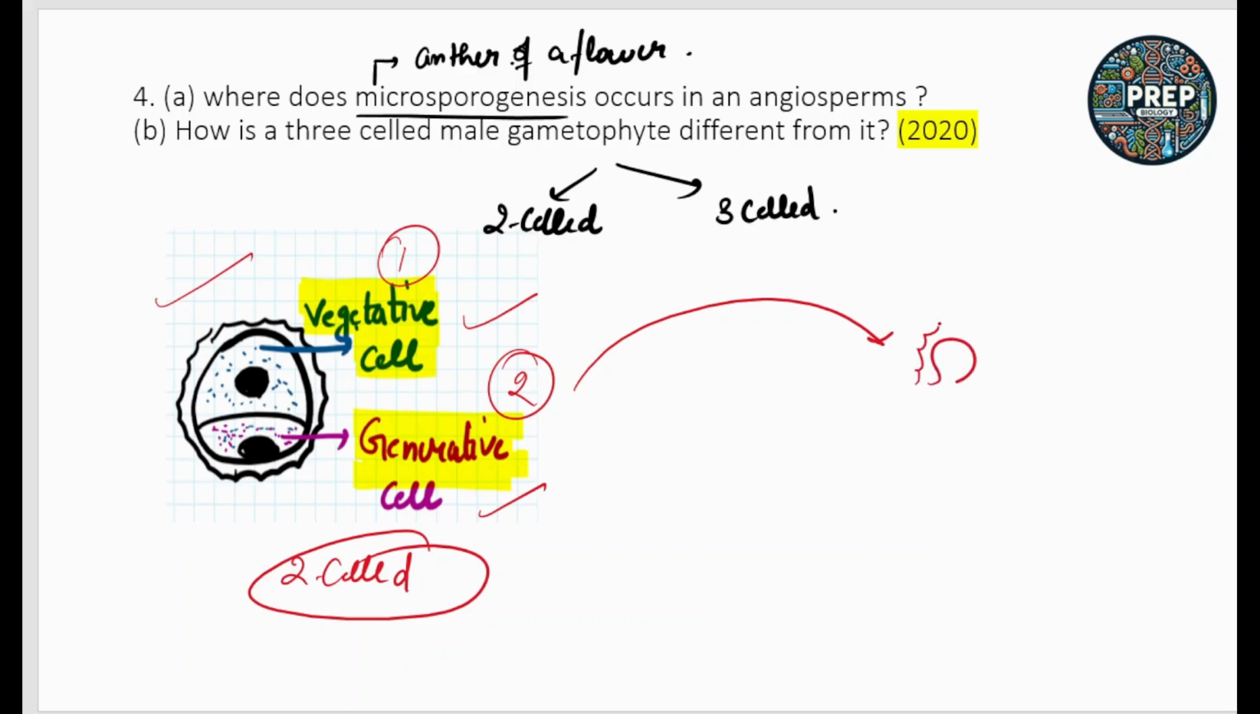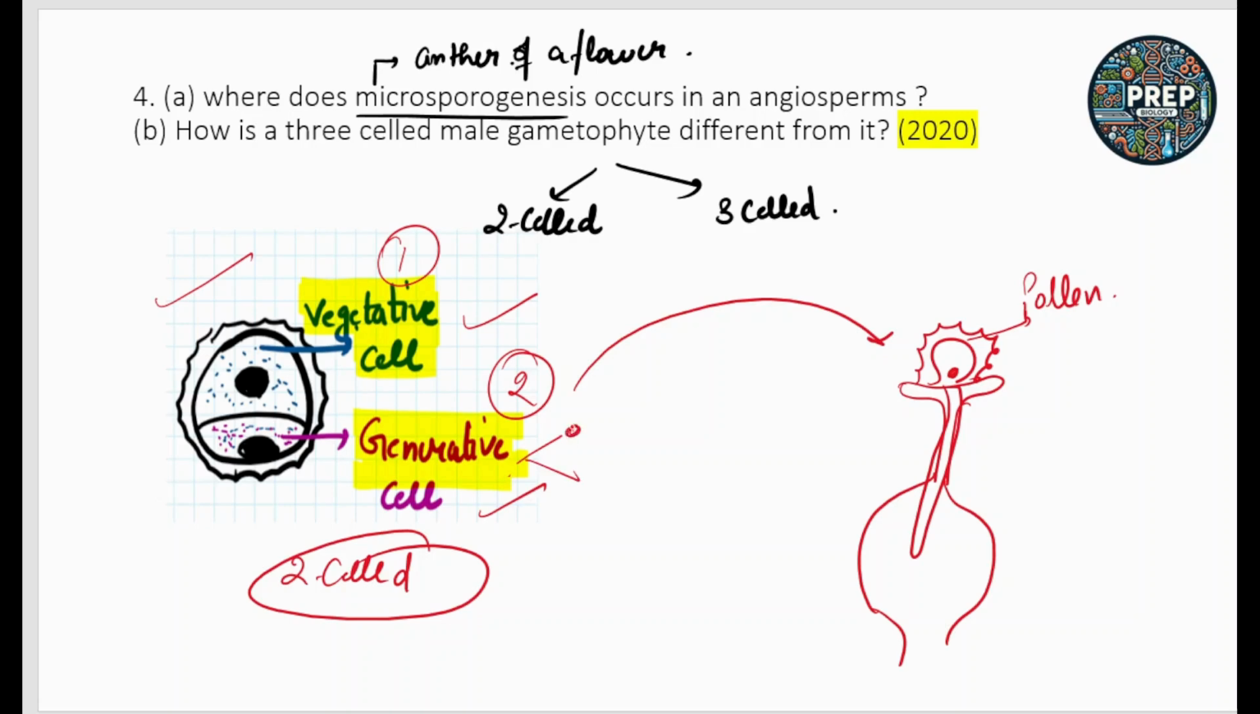When this pollen is attached on the surface of the stigma, this is the pollen, attached on the surface of the stigma. This is the stigma part of the ovule. This is the pollen, okay, and it will emerge the pollen tube. And when the pollen tube forms, this generative cell will divide into two male gametes, okay.